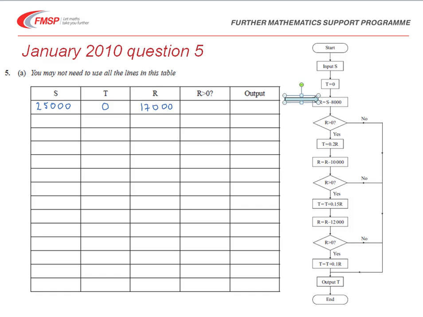We then come to the first decision box. Is R greater than 0? Well, clearly yes it is, so yes is the answer. So we move on following the yes part of the diagram, and it says T is 0.2 times R. So we've got a change now in T.